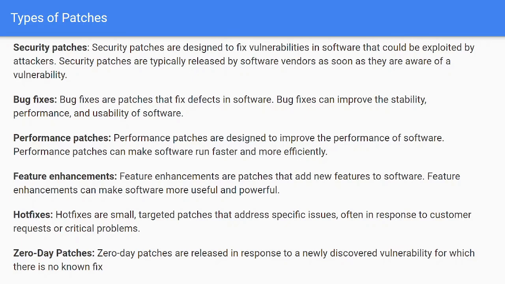Then we have the 0 day patches. 0 day patches are released in response to a newly discovered vulnerability for which there is no known fix. As vulnerability research keeps going further, there are things called 0 day. We talked about this in previous classes. 0 day is what nobody planned for. You don't plan for it, it just happens, you understand? So that particular patch is to fix it.